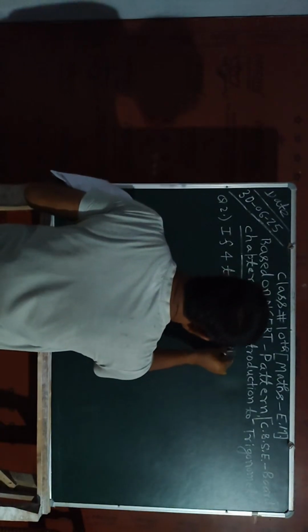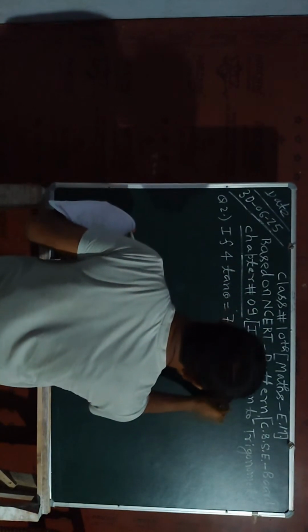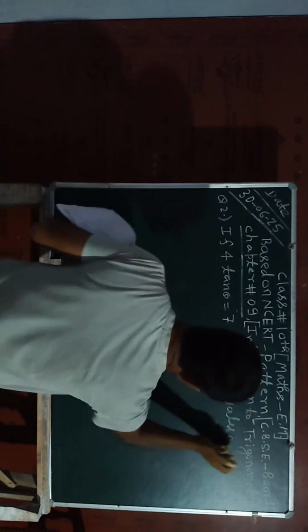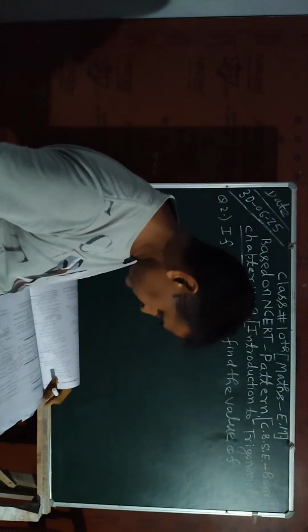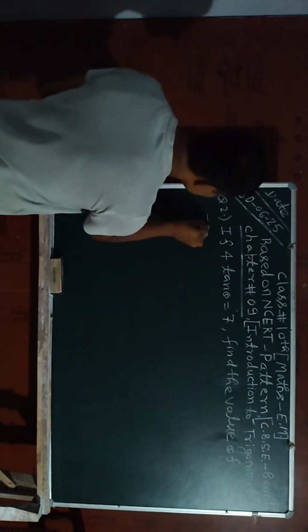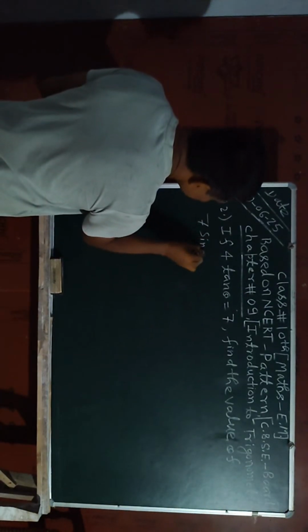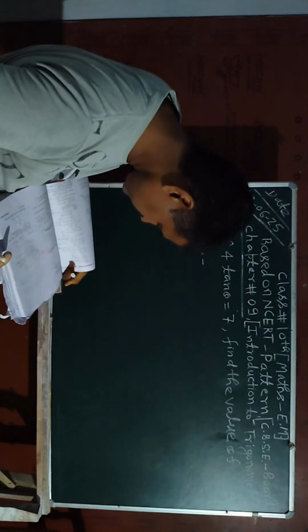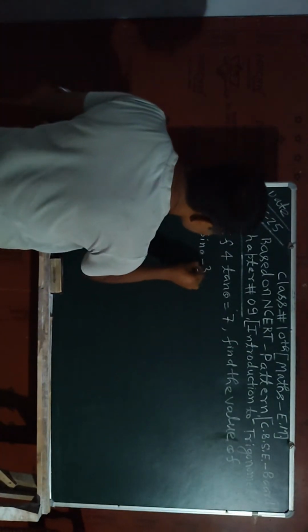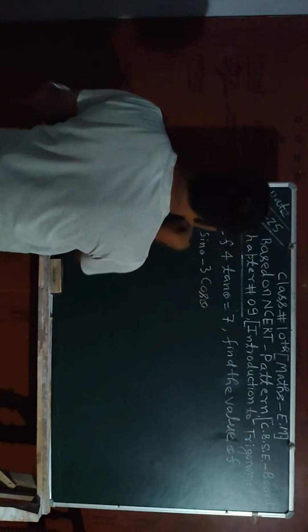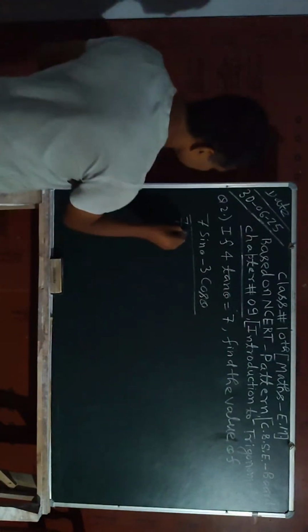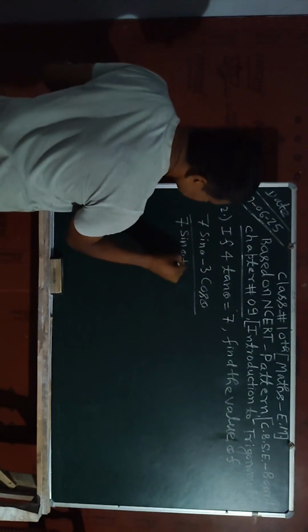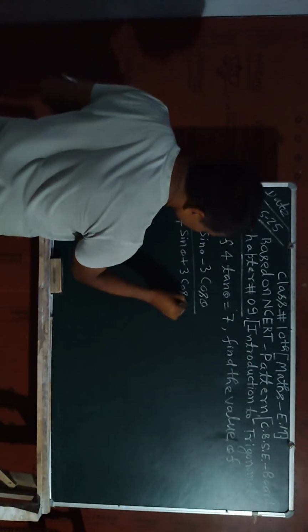Find the value of (7 sin theta minus 3 cos theta) divided by (7 sin theta plus 3 cos theta). We have to find its value.